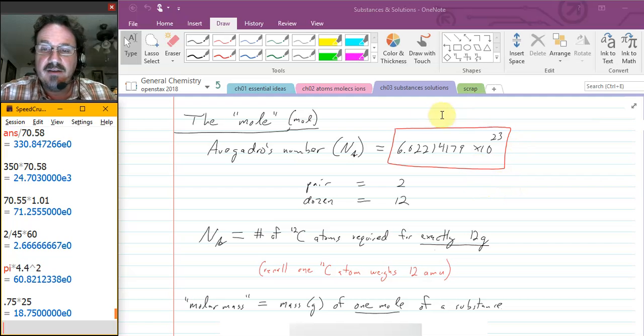But that is how many things are in a mole. Just like 12 is how many things are in a dozen, or maybe 2 is how many things are in a pair. It's just a number. It's just a number of counting. Now, why do we use such a huge, huge number?